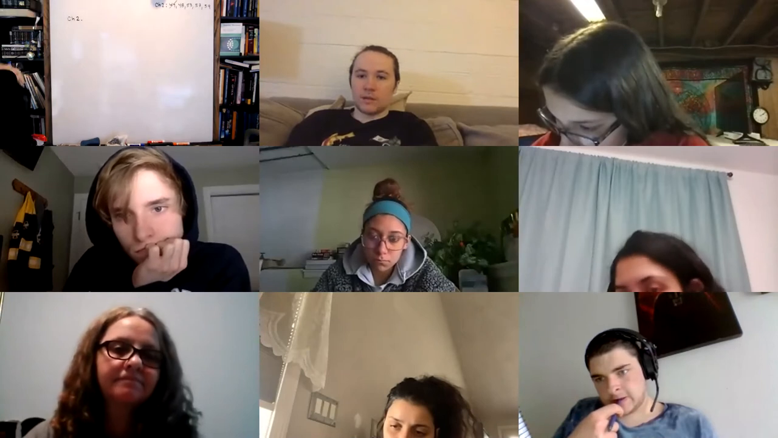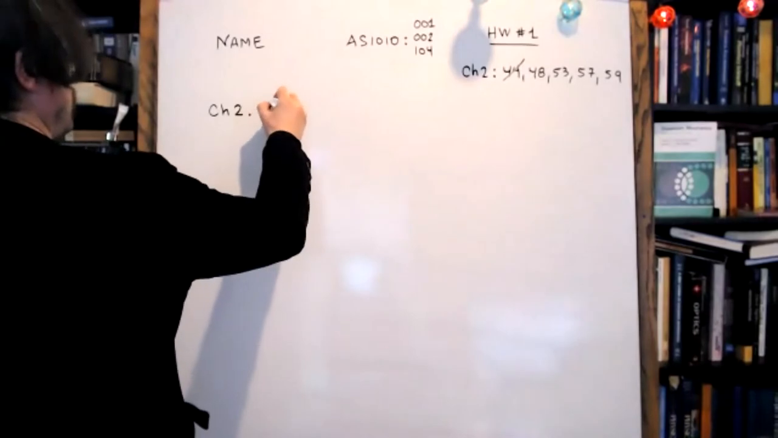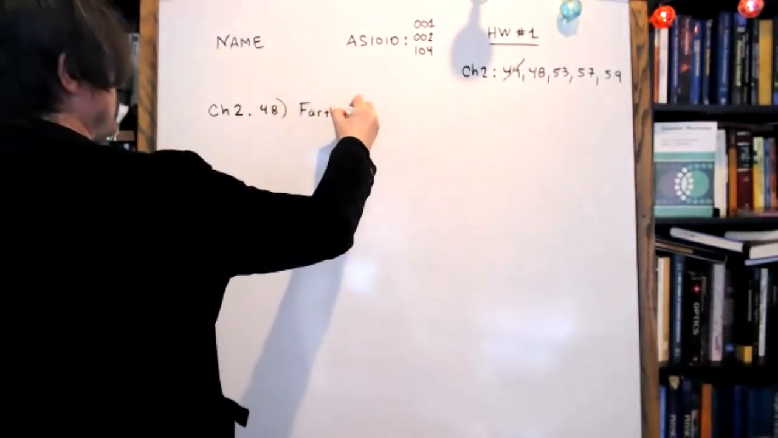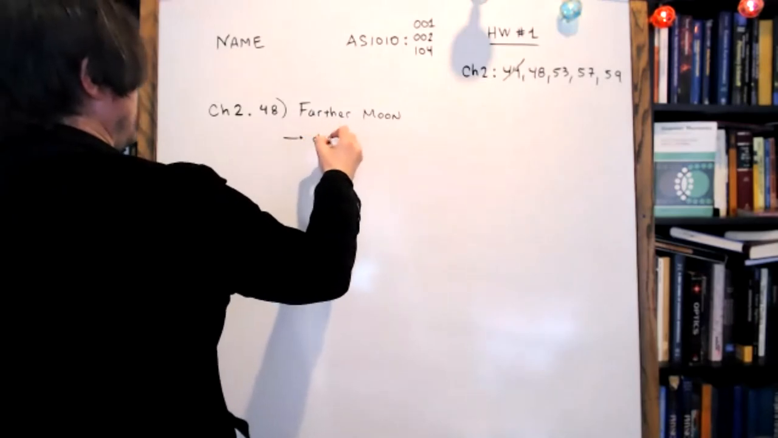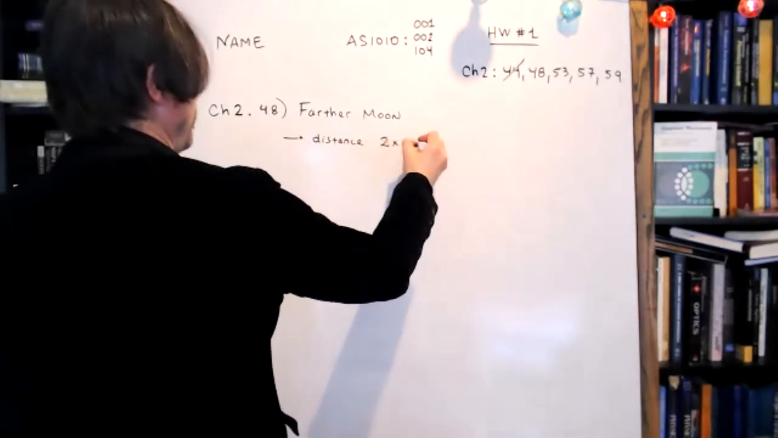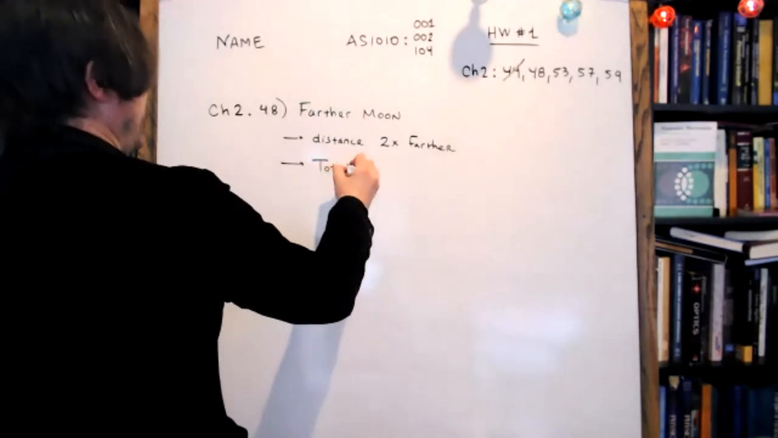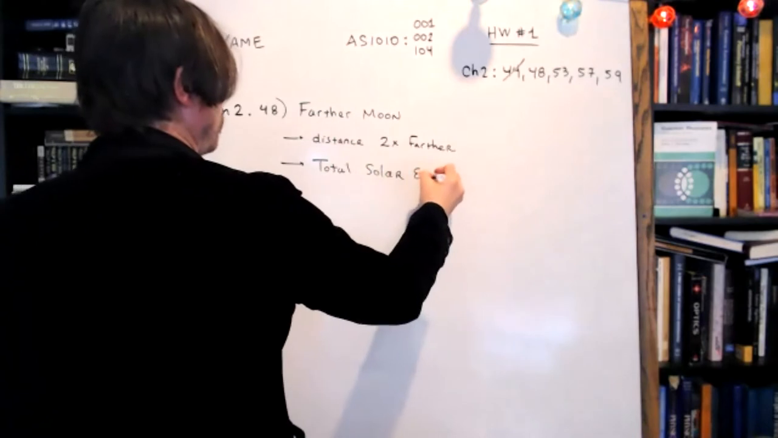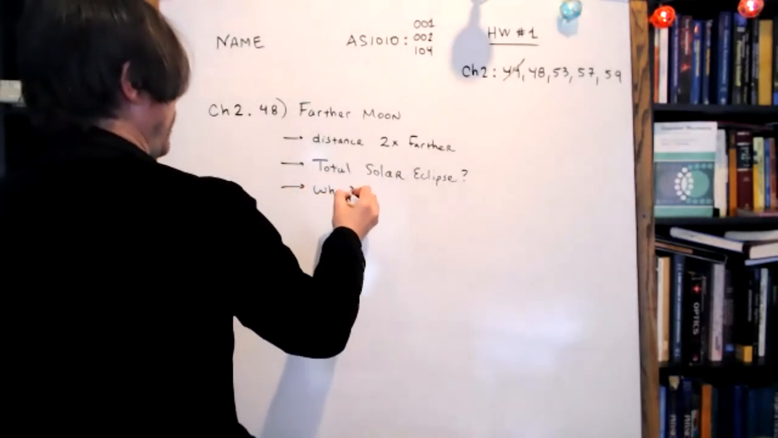Okay, Ian, are you down to read me question 48? Sure, one sec. And don't forget, I like to hear the title too. Let's see if I can find it here. It says, a farther moon. Suppose the distance to the moon were twice its actual value. Would it still be possible to have a total solar eclipse? Why or why not? So the distance is two times farther. It wants to know, could you still have a total solar eclipse? And then it wants to know why, okay?